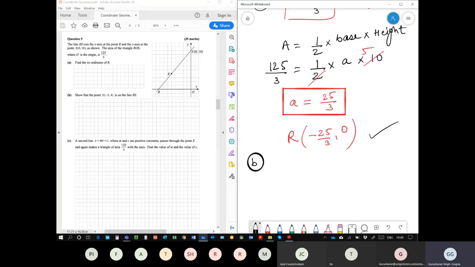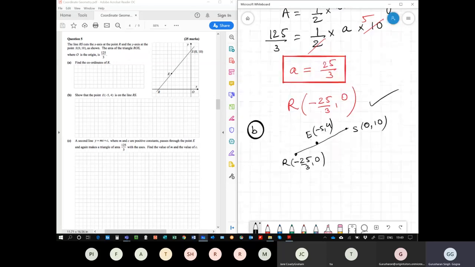Show that the point E is on the line RS. Now, RS means the line passing through R and S, so you know 2 points. And what they're saying is, show that point E, which is minus 5 over 4, is on this line. You need to prove that the point E is on this line.